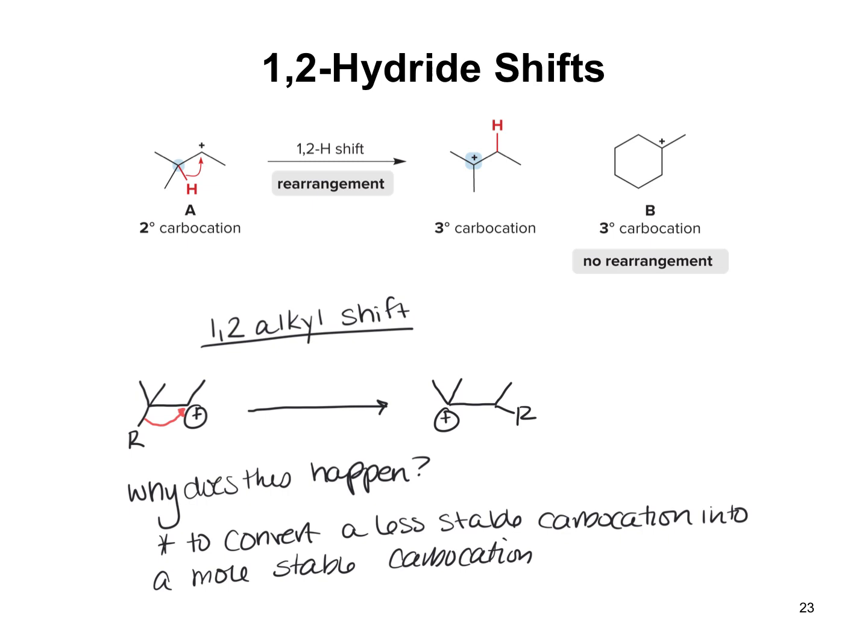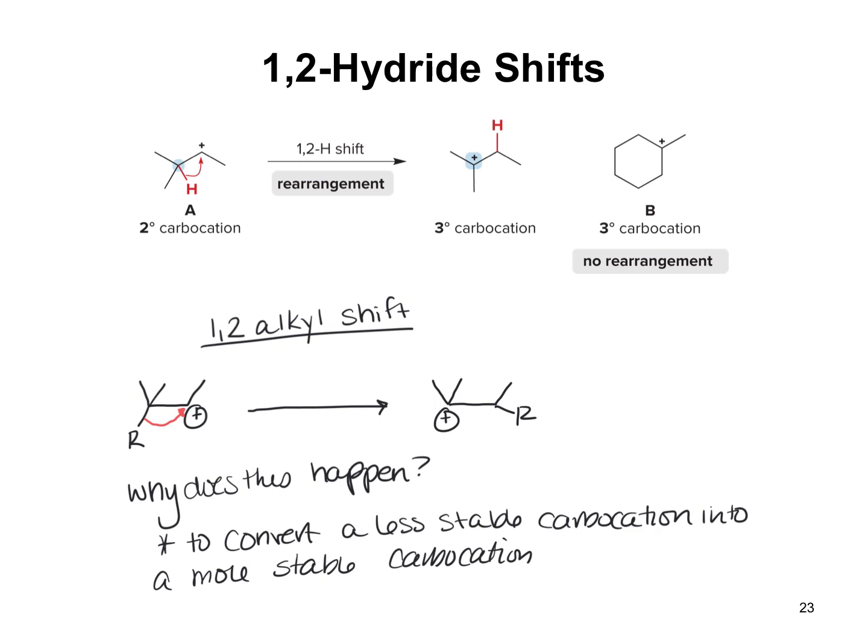You will have shifts from a secondary carbocation to tertiary, a primary carbocation to a secondary, a primary carbocation to a tertiary. If you have a tertiary carbocation out of the gate, you will not have a shift, okay? Because that's already as stable as it gets. So that's something to be aware of.